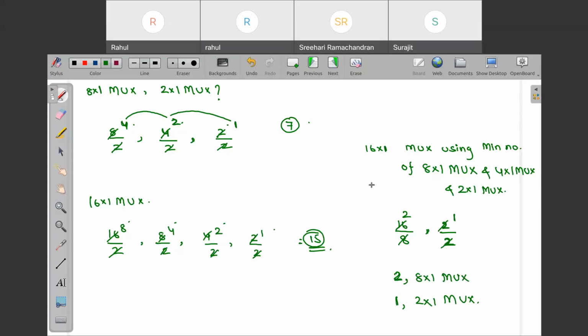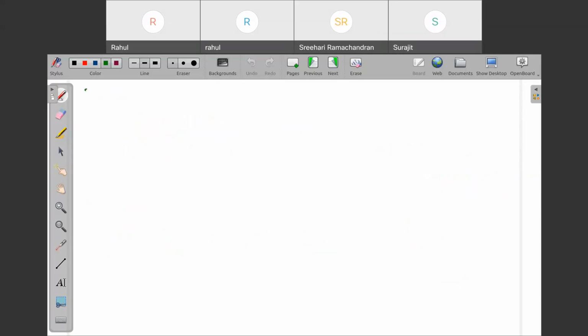Okay. So like last, if I want to construct a 32 cross 1 mux using 8 cross 1, 4 cross 1 and 2 cross 1. So what will you say? Again select the maximum mux that is given. So that is 8, 4. Now I can make 1 means what? I can simply take 1 4 cross 1 mux and I will get.